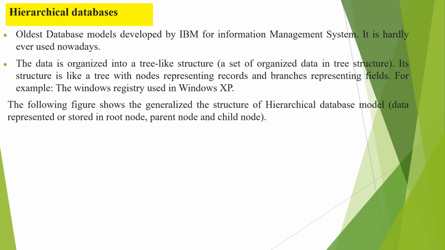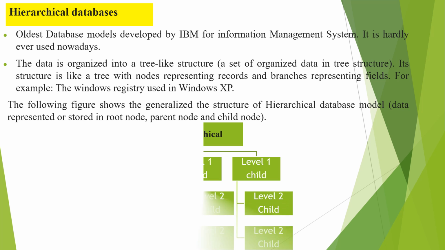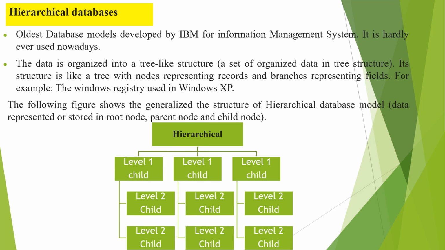It is the oldest database model, which was developed by IBM for its Information Management System. Here, the data is organized in a tree-like structure. In the diagram, you can see the hierarchical node representing the root node of our tree, and the next level, level 1, representing the child nodes. Each child node can have further subchildren, and each subchild can have further subchildren.